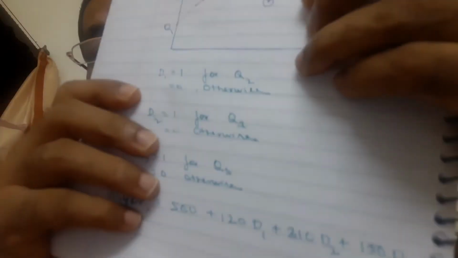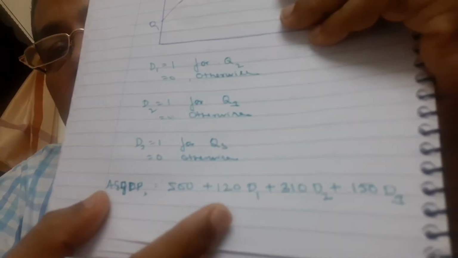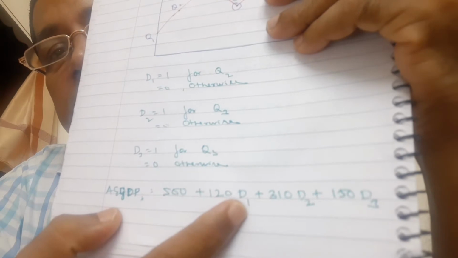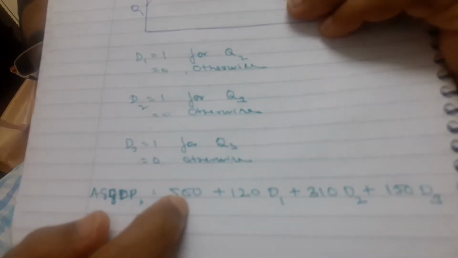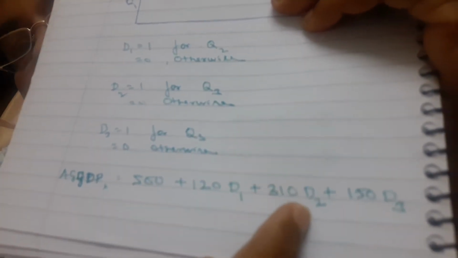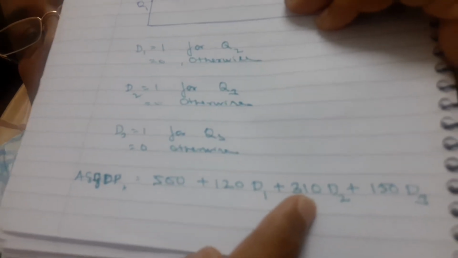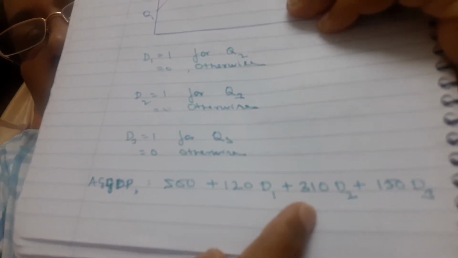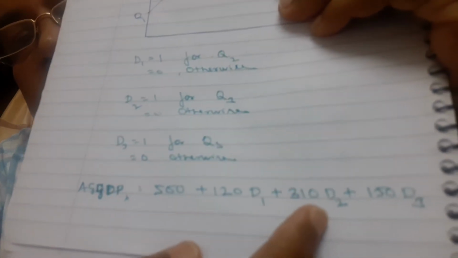Okay, quarter 1. So quarter 1 value of agricultural GDP should be on an average 500, and this is for quarter 2. D1 is for quarter 2, so this should be on an average 120 plus 500, and this is dummy variable for quarter 3. Its value is 310. If it is statistically significant, then on an average quarter 3 agricultural GDP should be 500 plus 310. Similarly, you can interpret for the quarter 4.